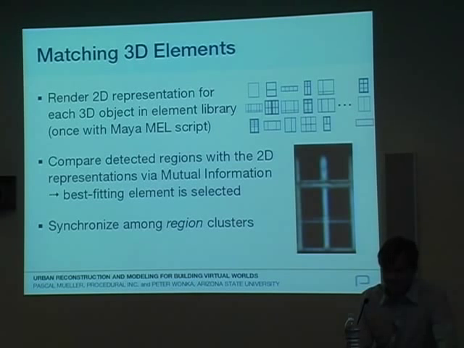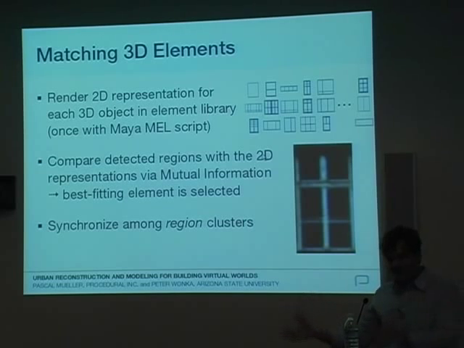So the next step, we try to fit our assets into the found elements. So it's the same asset library which Peter presented before. You can see here, it's not exactly the same asset library. What we did is we took that asset library and we rendered 2D representations out of it. So for each asset, we have also 2D representations. These can be seen here. These are the 2D representations. So this is also done automatically with a MEL script, so quite easy.